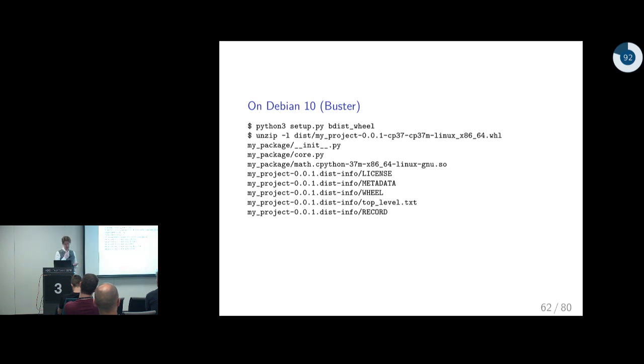So let's go back and we run the project again. We run the build, the wheel, on my Debian 10 Buster machine. And it creates this wheel, and you can see it's the name and version, the Python version, the Python ABI, and my platform.